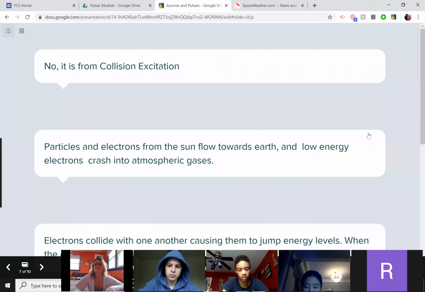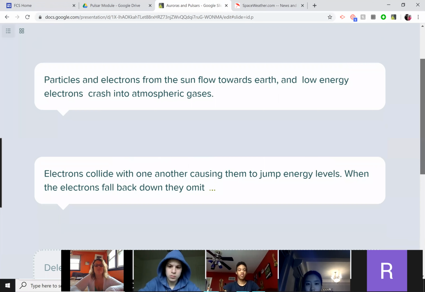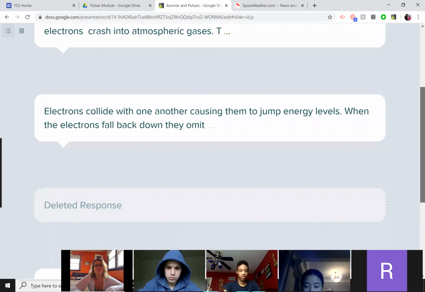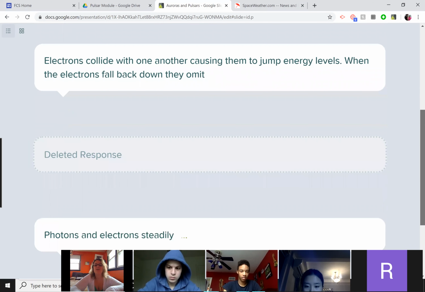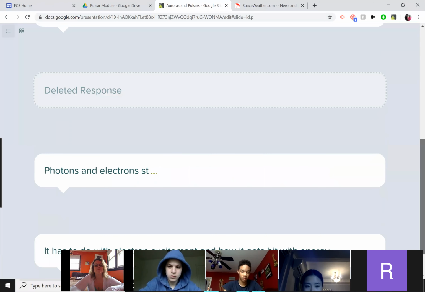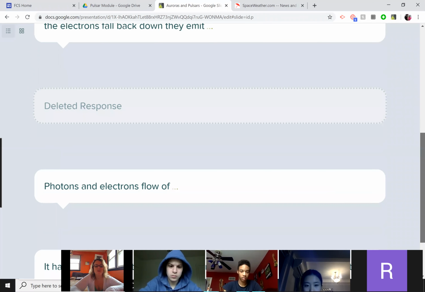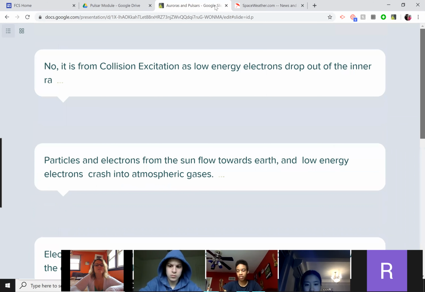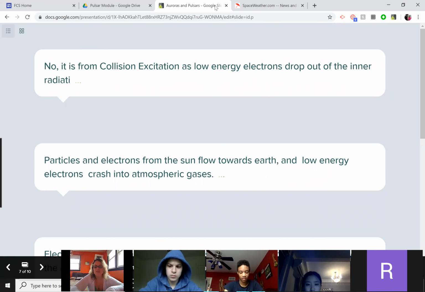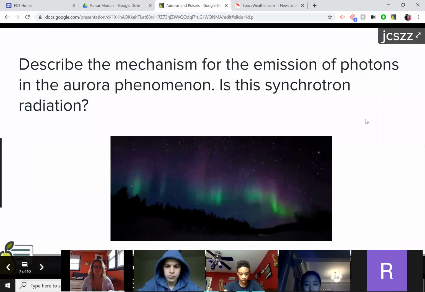Let's show the responses. No, it's from collisional excitation. Particles and electrons from the sun flow toward Earth, and low energy electrons crash into atmospheric gases. Electrons collide with one another, causing them to jump energy levels. When the electrons fall back down, they emit. Electron excitement and how it gets hit with energy. Okay, good job. How do I go back? Hide responses. Okay, yeah, so it is not synchrotron radiation.